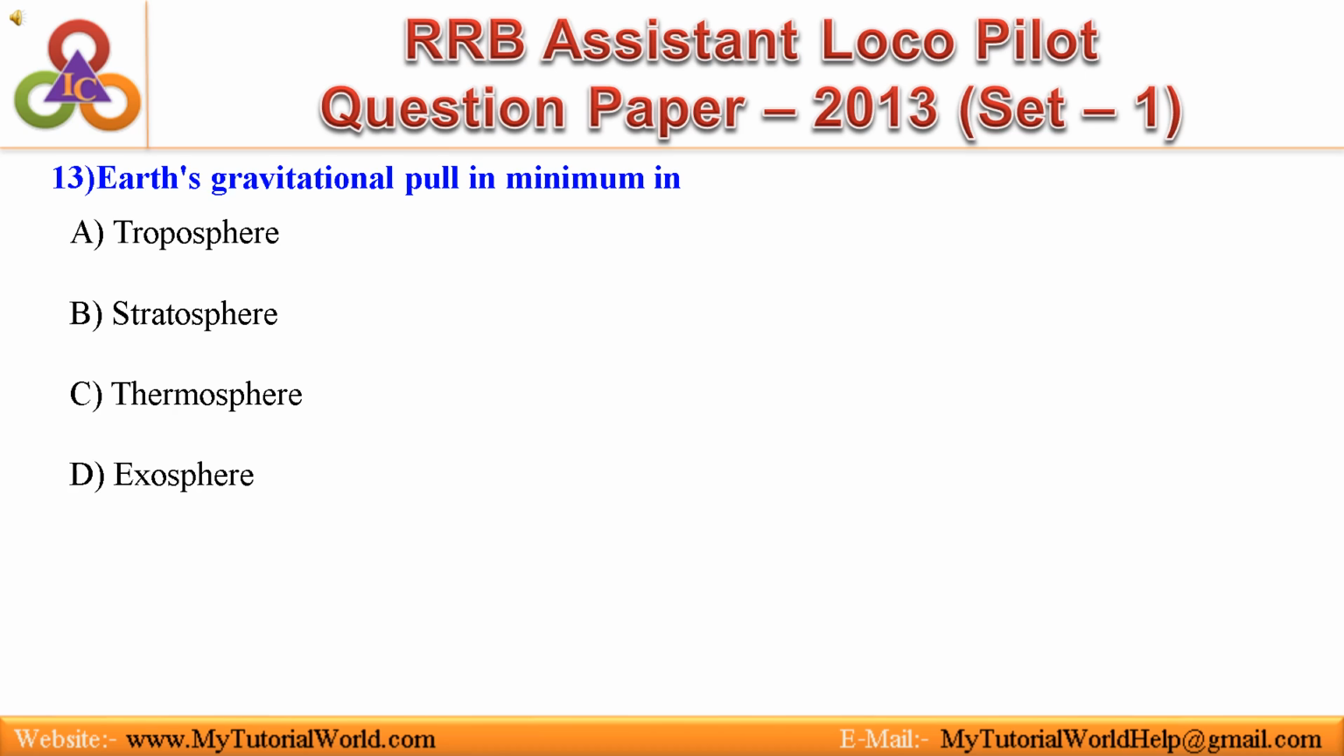13. Earth's gravitational pull is minimum in A. Troposphere. B. Stratosphere. C. Thermosphere. D. Exosphere. Answer is Exosphere.